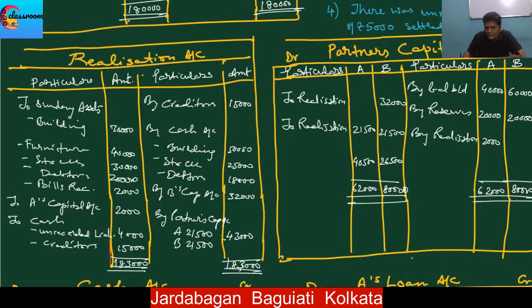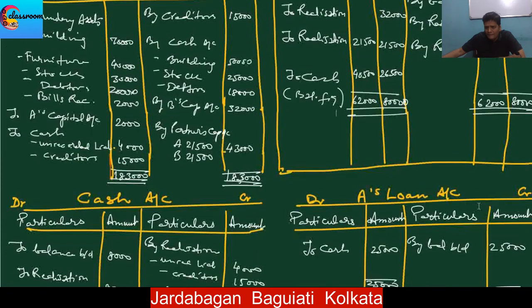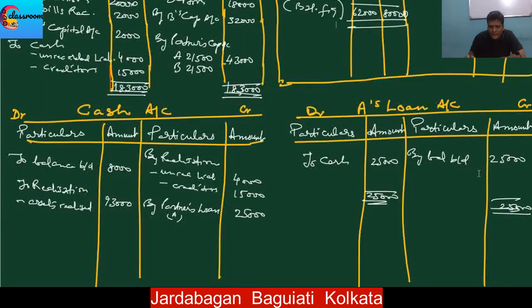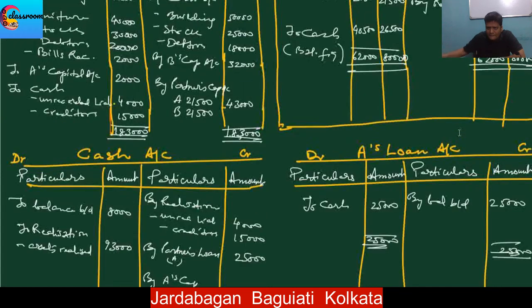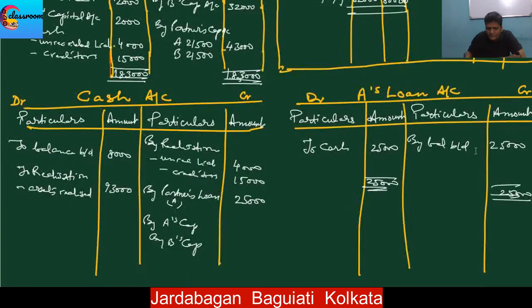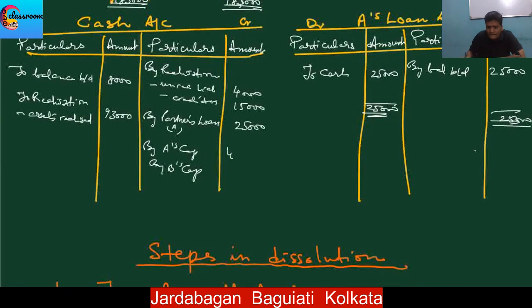So we write over here to cash. This is a balancing figure, so we write that in the bracket. Having done this, we have closed the capital account. Now in capital we have written to cash, final payment. So we need to write by A's capital and by B's capital in the cash column. That is 40,500 and 26,500.